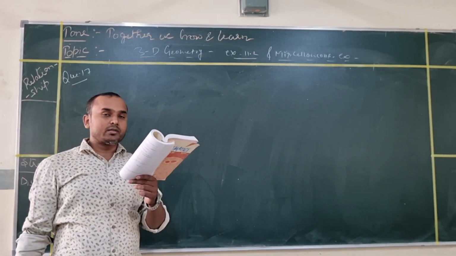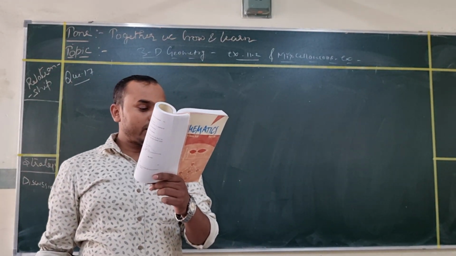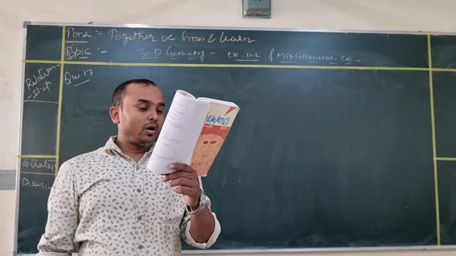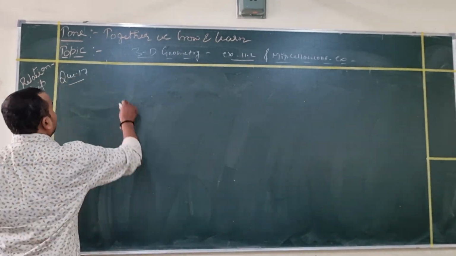Today we are going to discuss question number 17 of exercise 11.2. In this question, we need to find the shortest distance between the lines whose vector equations are given.